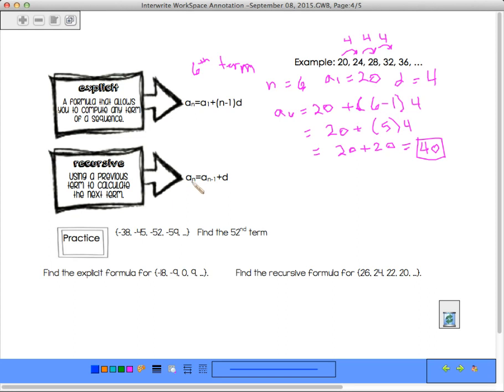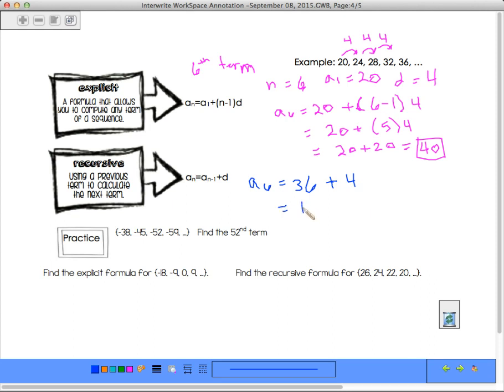So all this says is a sub n, the term we're looking for, so a sub 6, is equal to a sub n minus 1, a sub 5. Well, this is the first term, this is the second term, this is the third term, fourth, fifth. So this is my fifth term. So a sub 5 would be 36 plus a d. Well, my d here is 4. 36 plus 4 is 40.